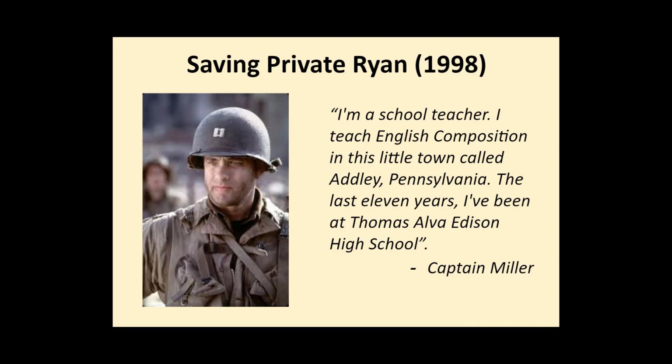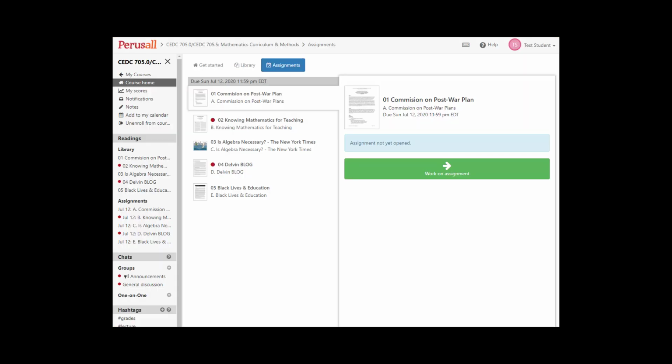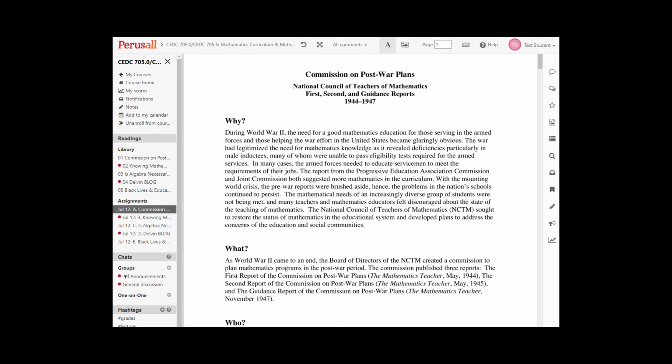The shortage of men capable of performing simple mathematical calculations concerned the government greatly. Towards the end of the war, they decided to take a closer look at what educational structures were in place so they could avoid this in the future. In your first Perusall assignment this week, you'll be able to read the NCTM's recommendation as part of their commission on the post-war plan. The NCTM was asked by the government and the military to propose the best way that the United States should start to develop mathematics curriculum so that it can meet the needs of the nation as a whole.